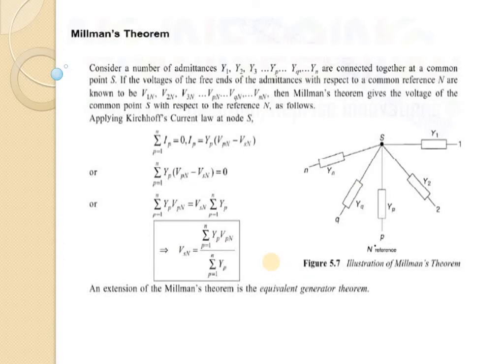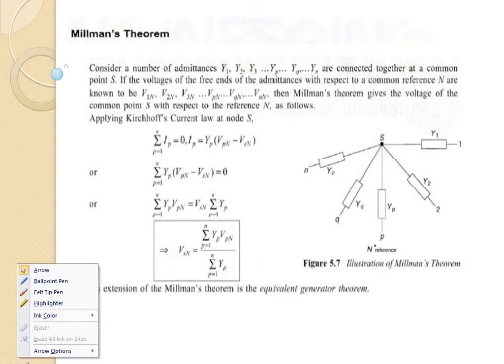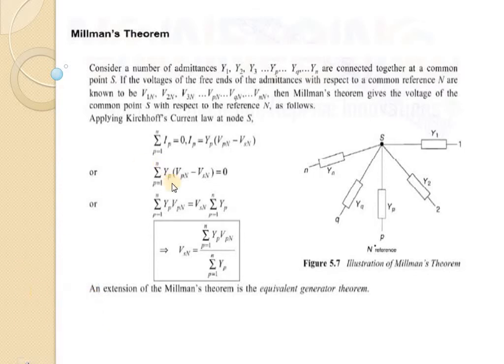Let us consider a number of admittances Y1, Y2, Y3 up to Yn connected together at a common point S. If the voltages of these free ends of the admittances with respect to a common reference n are known to be V1n, V2n, V3n up to Vnn, then Millman's theorem gives us the voltage of the common point S with respect to the reference n. And we can calculate that as follows.